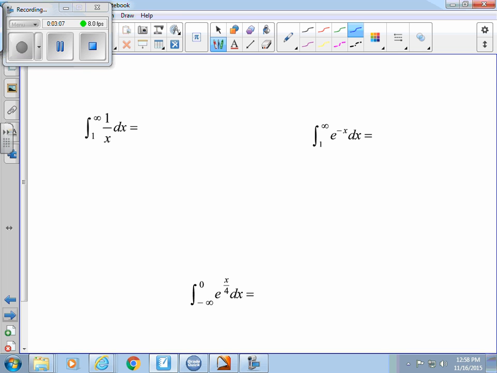Okay, so I'm going to look at this one first. The integral from 1 to infinity of 1 over x dx. Step 1, I can't work an integral with an infinity in it. So the first thing I'm going to do is rewrite it as the limit, and I'm going to pick a letter, whatever letter you feel like picking. I'm going to call it b. As b approaches infinity, the integral from 1 to b of 1 over x dx.